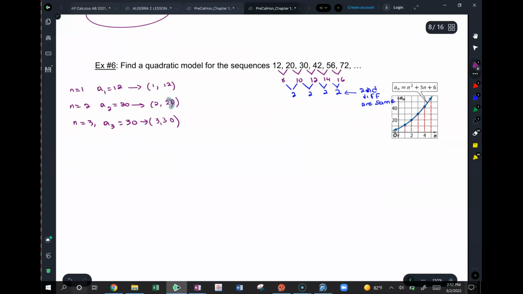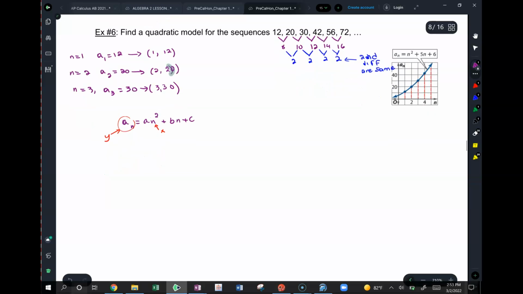So a_n is equal to a n squared plus b times n plus c. This a_n is going to be the y coordinate, and these n's are going to be the x coordinate. Remember how we did it in the matrices chapter, where we had to come up with a parabola? That's what we're going to do here. So when you have (1, 12), you plug it in and you get 12 equals a times 1 squared plus b times 1 plus c. When I had (2, 20), 20 is going to be 4a plus 2b plus c.